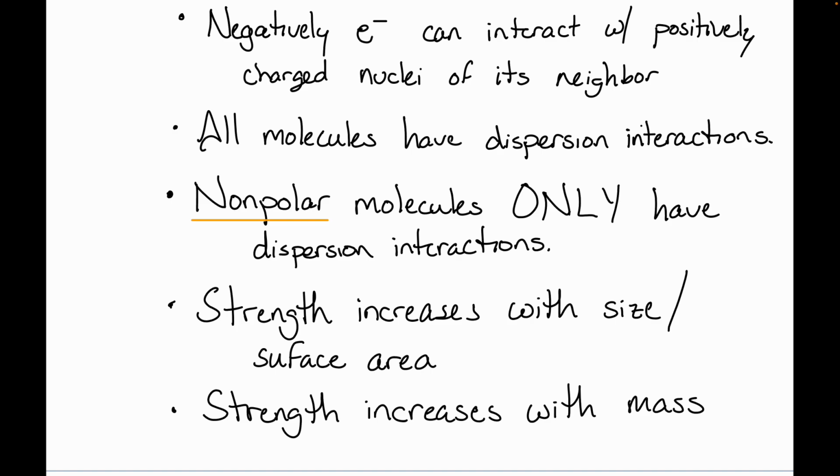All right, that was the weakest one, the dispersion forces. Everything's got dispersion forces, but non-polar molecules only have those really weak dispersion forces. So if you're polar, you can do something else, what's called dipole-dipole interaction.